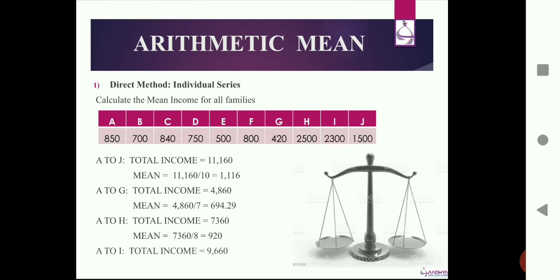Inclusion of the second richest family, which is I, raises the total to 9,660, which increases the average to 1,073, which is an increase of 300 rupees from the average of the poor and middle class families. So as you can see, these rich families have a skewed distribution of income where very few have a large amount of income and most of the population has very low income.